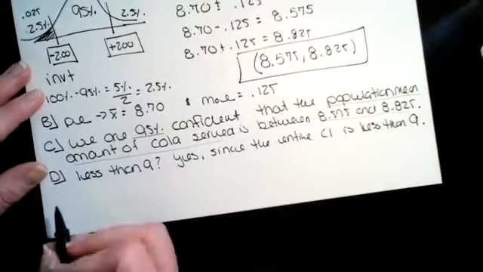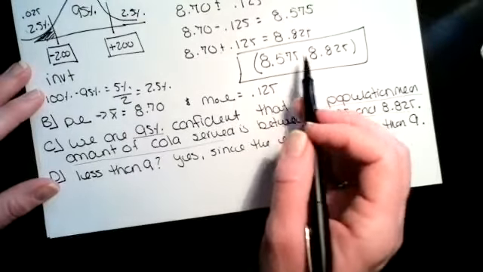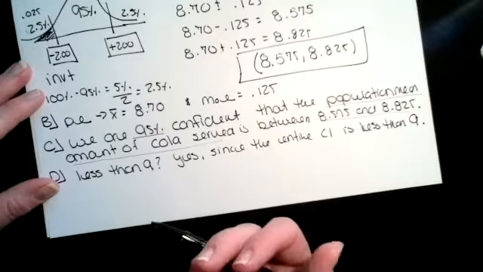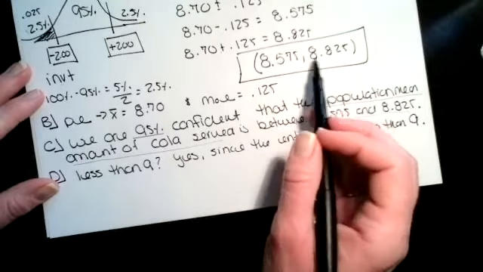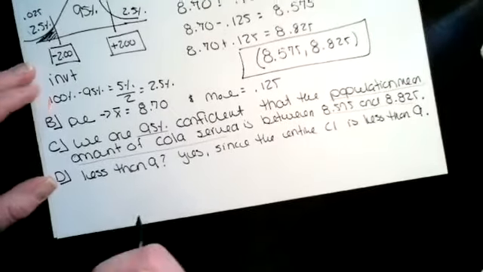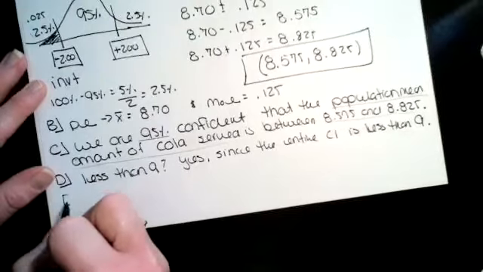Okay. Remember, the only one where it is in the middle is when it says it is. So if the question was, are they 9 ounces? Then you would say no, because 9 is not inside the CI, it's outside. So it can't be 9, according to our sample. That's what we're saying, okay?